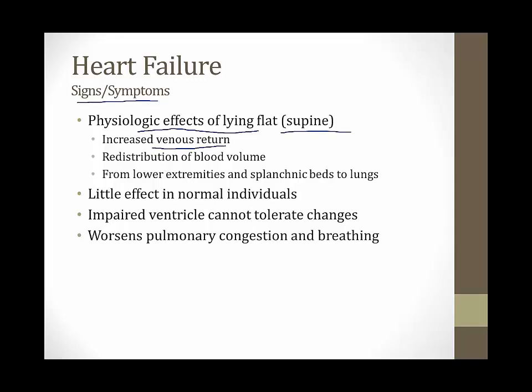Basically, your legs are now parallel with the heart instead of below the heart, so more blood rolls back towards the heart. This leads to a redistribution of blood volume from the lower extremities and the splanchnic beds to the lungs. There's little effect of this in normal individuals with a normal heart, but in patients with an impaired ventricle, they cannot tolerate these changes, and therefore they will have a worsening of pulmonary congestion and breathing. And it's important to understand this in order to understand the classic signs and symptoms of heart failure.